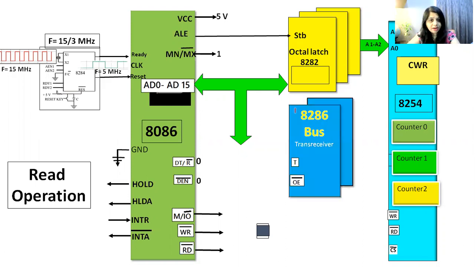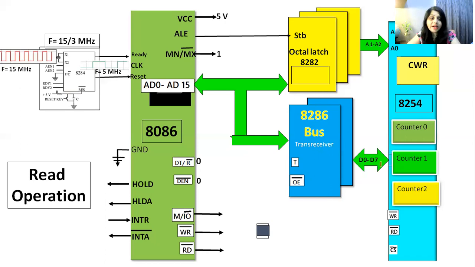Now here we connect 8286. We are studying about minimum mode connections. 8286 is a bus transceiver IC which decides the direction of data flow. These are only buffers. This is connected to the data bus of 8086. And this data bus of 8086 through 8286 is connected to 8254.